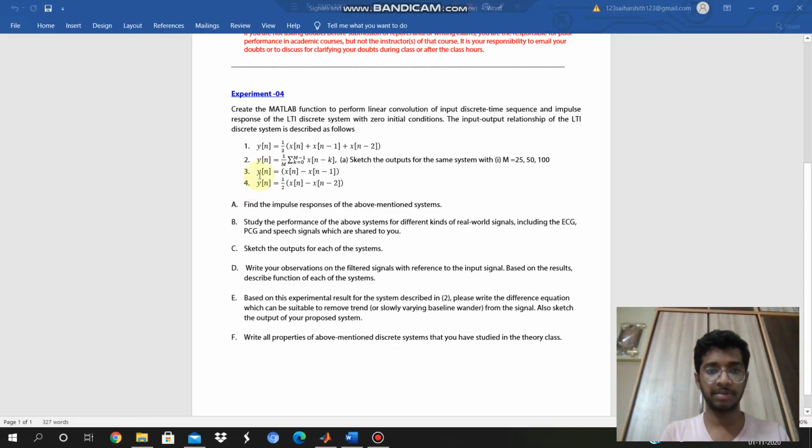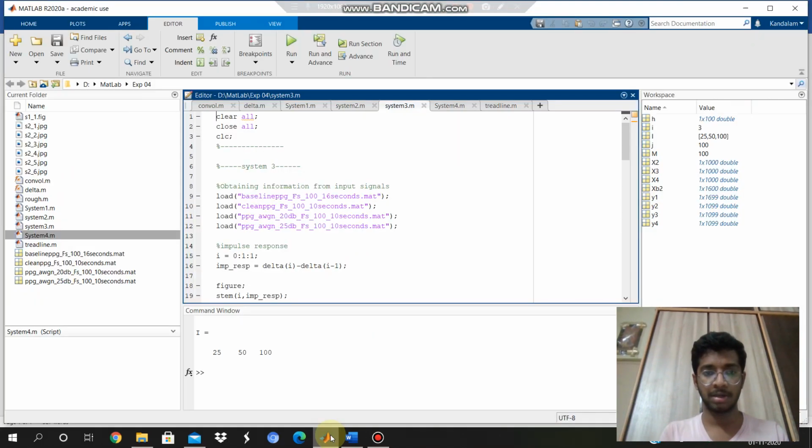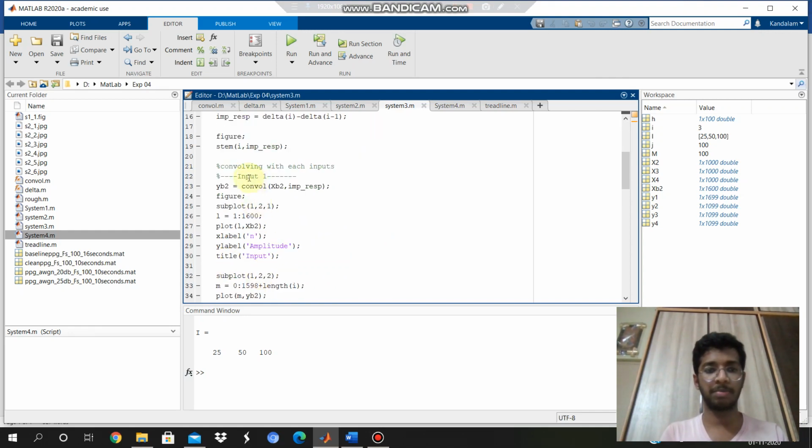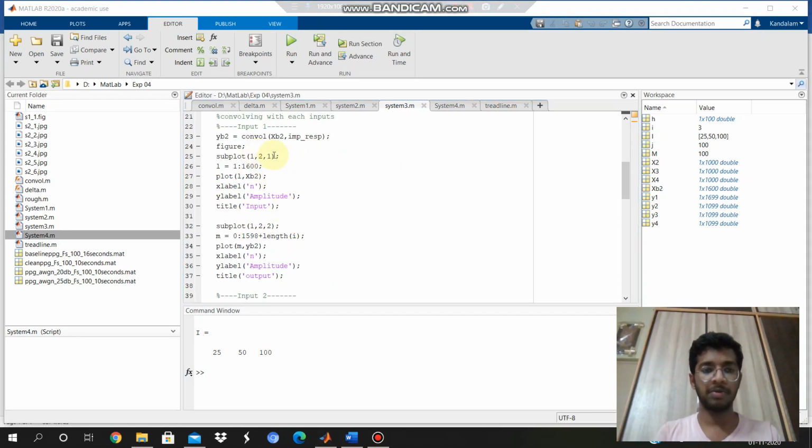Consider system 3, which is y of n equal to x of n minus x of n minus 1. So first, as usual, we will load all the signals, and first we will find the impulse response, which is when the delta function is passed, and we will plot the unit impulse response, and then we will perform convolution. First we will take input signal xb2 and perform linear convolution, and the corresponding output will be yb2, and we will plot that.